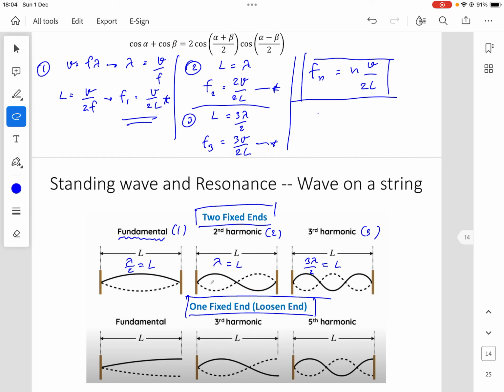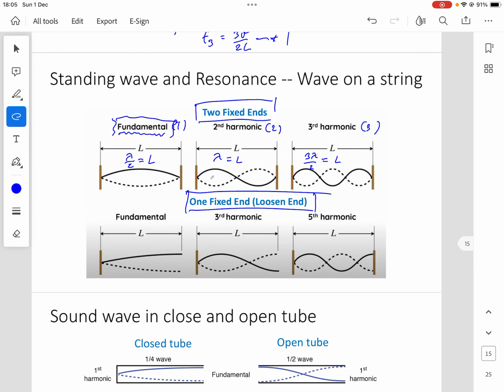The resonance frequency can be, this is the harmonic number. You can also call the first harmonic the fundamental frequency, or whatever you like.